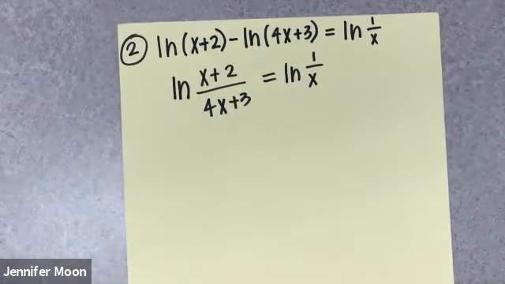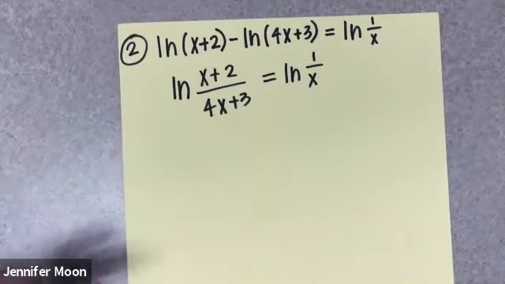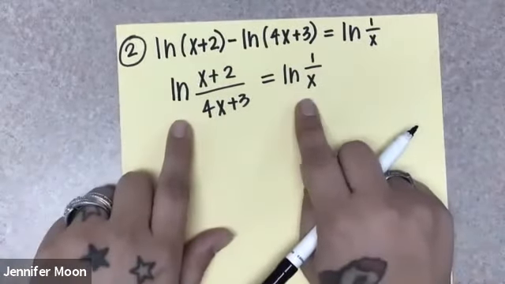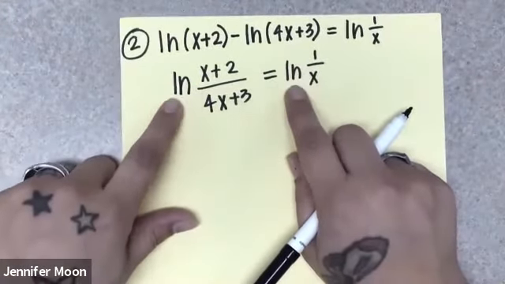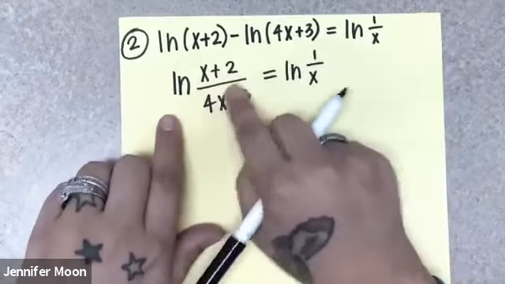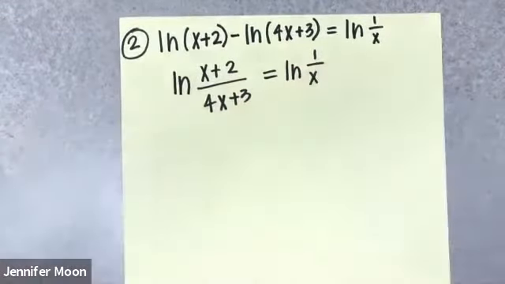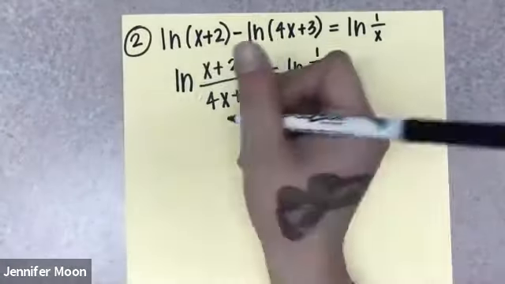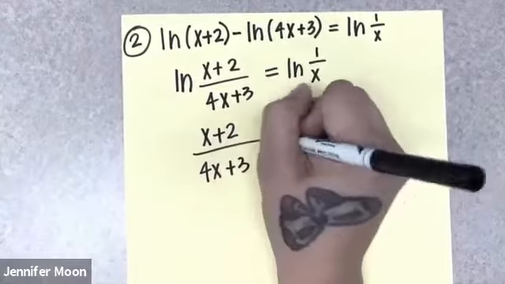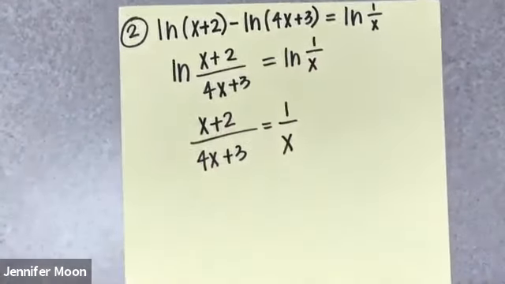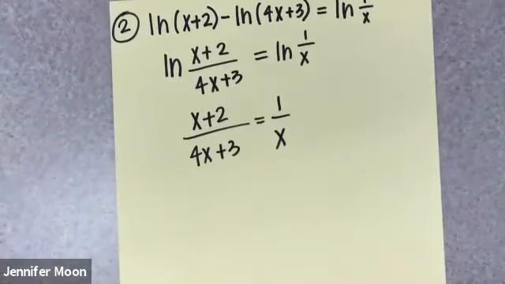The only direction I didn't really write was: if you need to condense, condense, right? Now it looks like what I'd written on the previous page: I have a natural log on both sides. This would be acting as my m, and this would be acting as my n. So just write your m equal to your n. x plus 2 over 4x plus 3 equals 1 over x. I could do that because in front of them, they were both a natural log, okay?